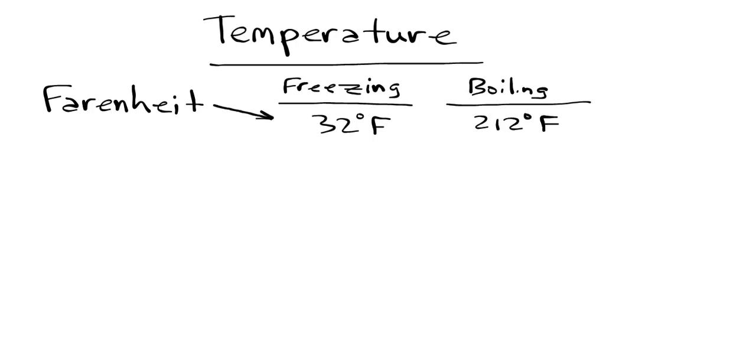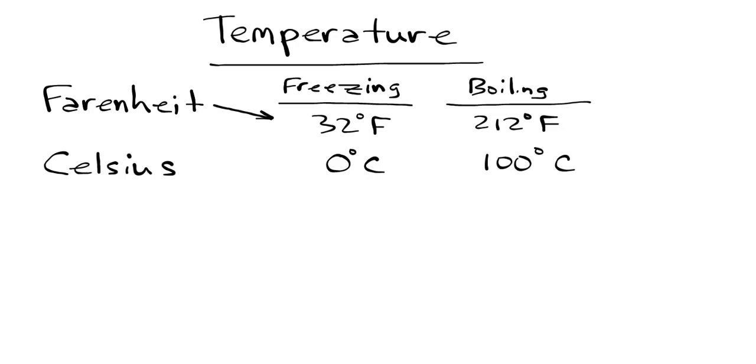Probably the most commonly used scale is the Celsius scale. Celsius is used throughout the world, most places besides the United States, and it's used a lot in science as well. On the Celsius scale, freezing is 0 degrees and boiling is 100 degrees. This scale is actually calibrated to the boiling point and the freezing point of water.